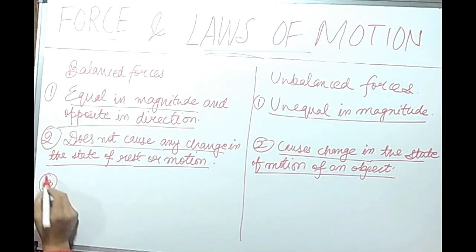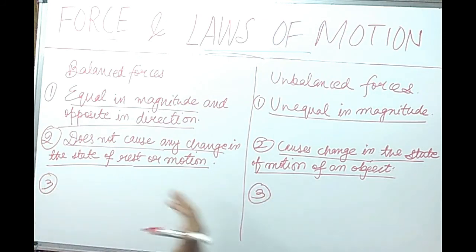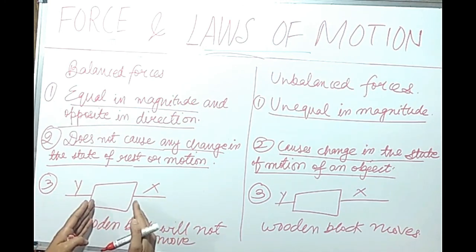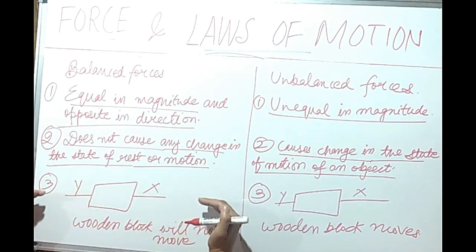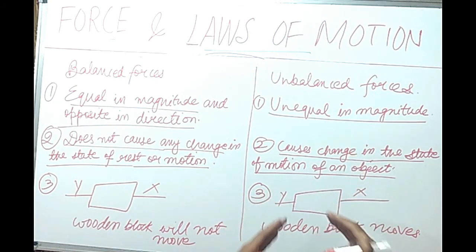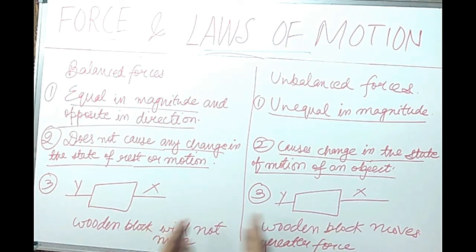In the third point, you can mention the examples we have discussed. The wooden block will not move here in the case of balanced force because the forces are equal and opposite in direction. And in the case of unbalanced force, the wooden block moves in the direction of greater force. Where there is greater force, the block will move in that direction. So you can mention the examples also.